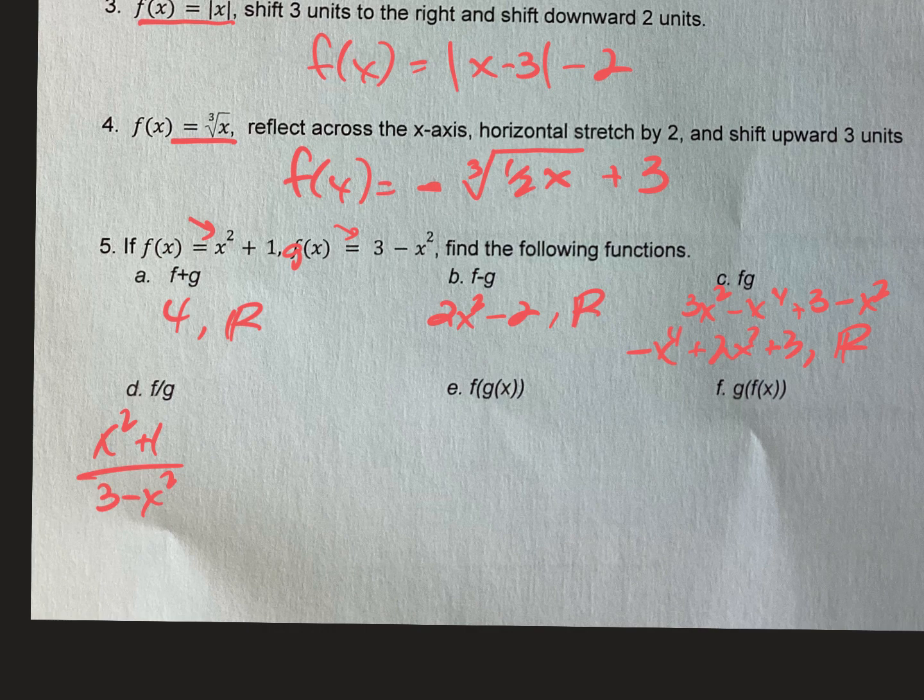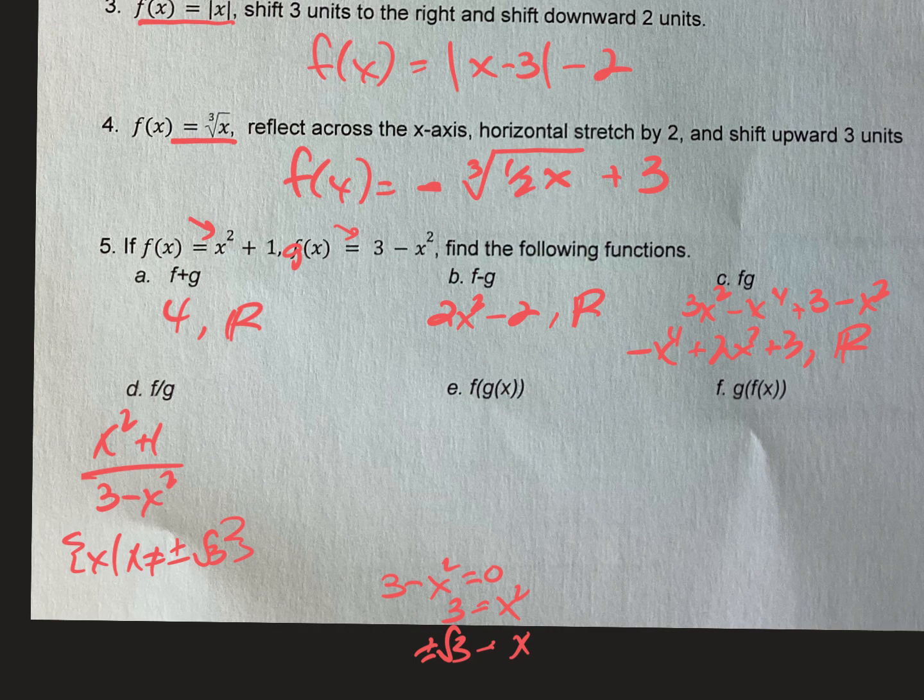So I'm going to come over to the side somewhere, and I'm going to say, okay, 3 minus x squared equals 0. What would make that equal 0? Well, if I move the x squared over like that, take the square root, that's what x cannot be. So I'm going to just say this. The domain is all x such that x cannot equal plus or minus square root of 3.